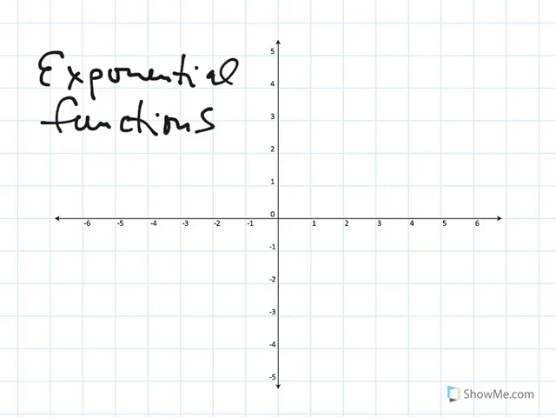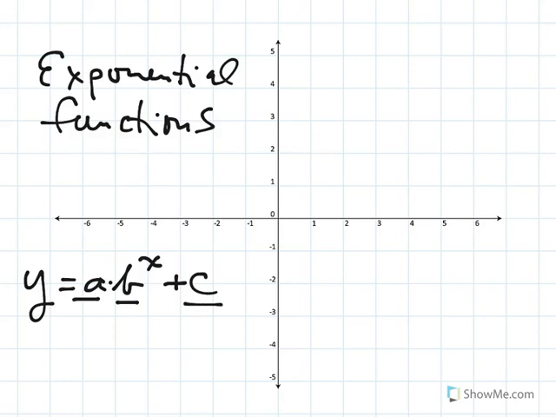An equation of the form y equals a times b to the x power plus c is an exponential function. And I want to show you in this video how to graph exponential functions, how the values of a, b, and c alter the graph of exponential functions, and also how to go backwards from a picture of a graph of an exponential function to calculating the values of a, b, and c.